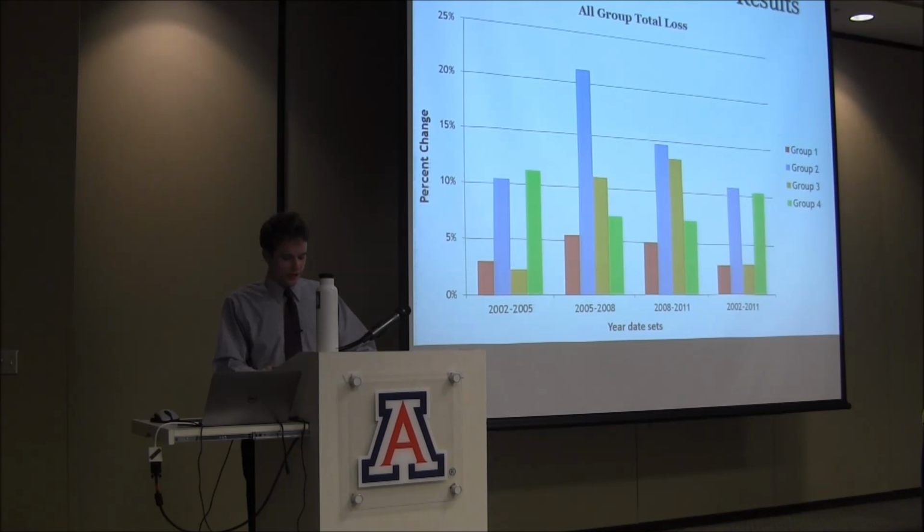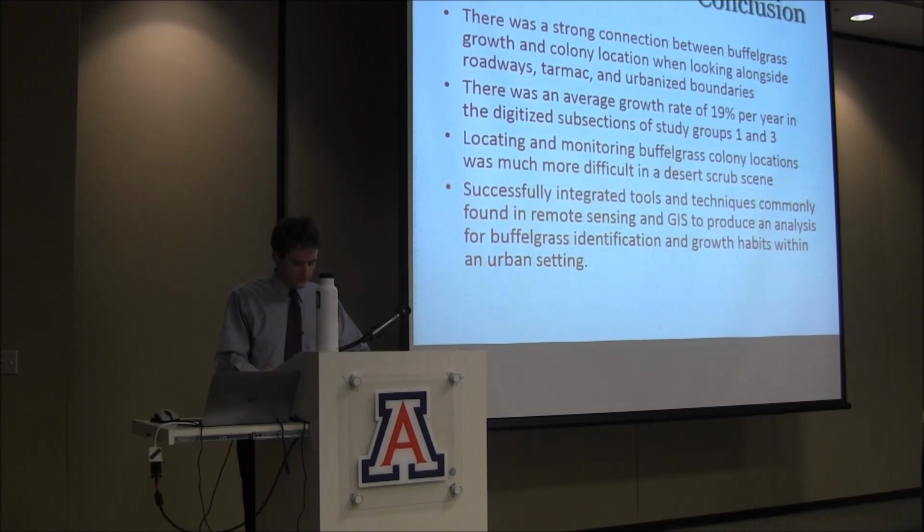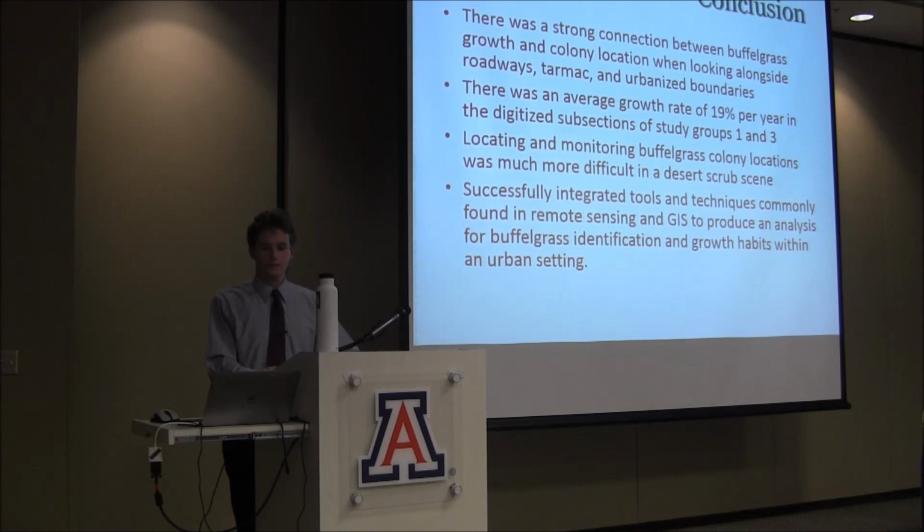This graph shows the percent change of loss for all groups and all date sets. For groups 1 and 3, there was a loss of about 2.5% from 2002 to 2011, and groups 2 and 4 showed about a 10.5% loss. Finally, there was a strong connection between Buffelgrass growth and colony location when looking alongside roadways, tarmac, and urbanized boundaries. There was an average growth rate of 19% per year in the digitized subsections of groups 1 and 3.